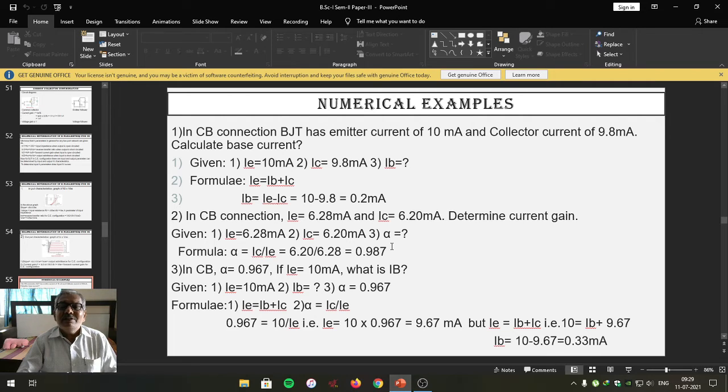Always remember, while discussing the common base configuration, it was told to you that the value of alpha is less than 1. So here it is coming to be 0.987, which is less than 1.